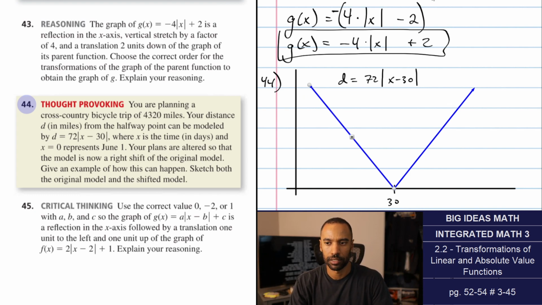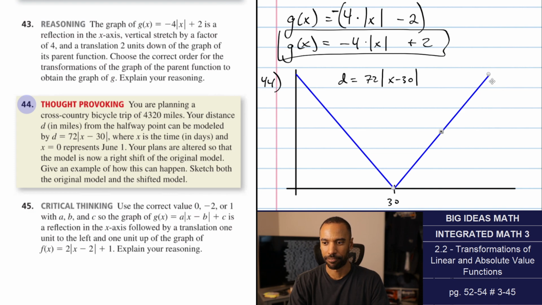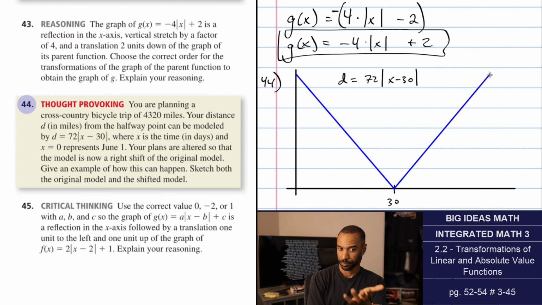You want, maybe they shouldn't have arrows. The halfway point is so that you do half of that travel. I mean, I don't know if they accounted for it in our model, but you do half of the travel, half of 4,320 this way, and then half of 4,320 back. It says your plans are altered, so the model is now a right shift of the original model. Give an example of how this can happen. I don't know.